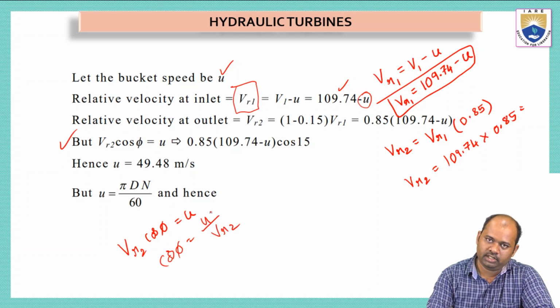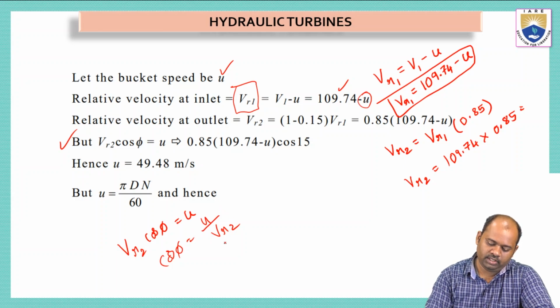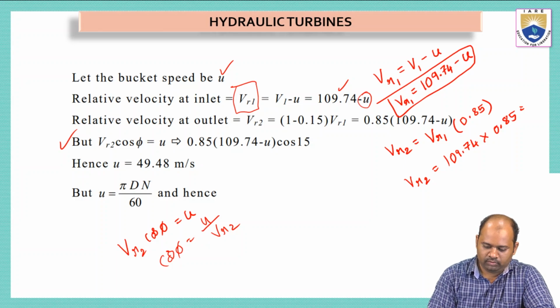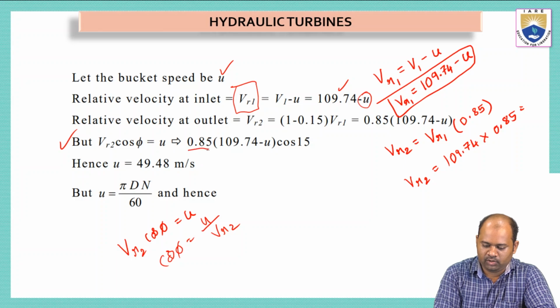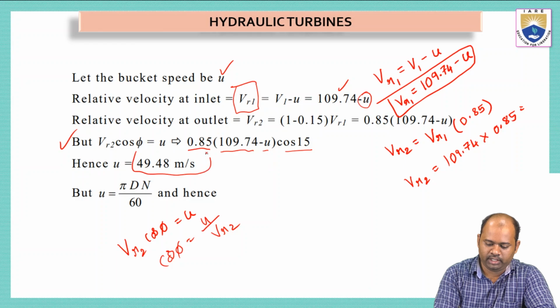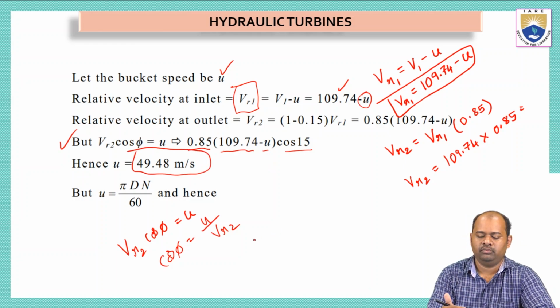U is the velocity of the bucket or the vane, and VR2 is the relative velocity of water coming out of the vane. Now, by using this, I can calculate the value. By substituting all these values, VR2 is 0.85 times 109.74 minus U, cos 15. This entire equation will give you the U value, that is 49.48 meters per second.